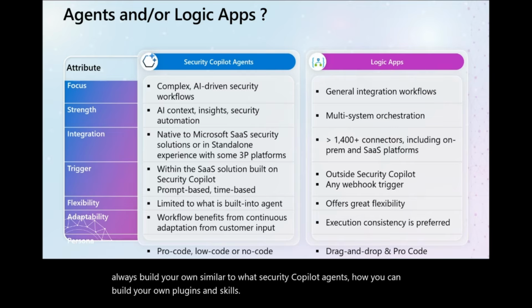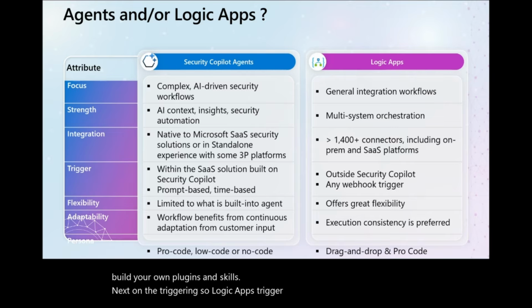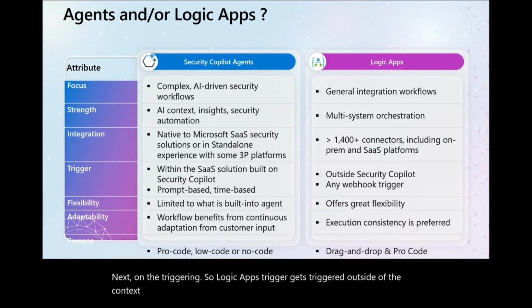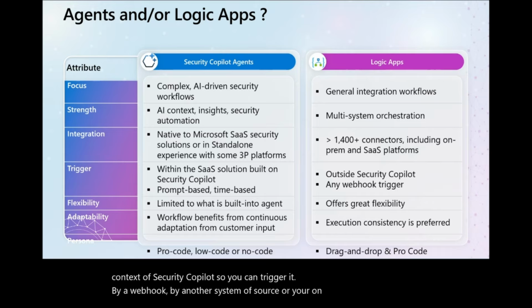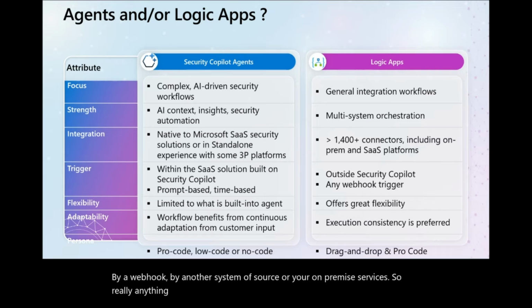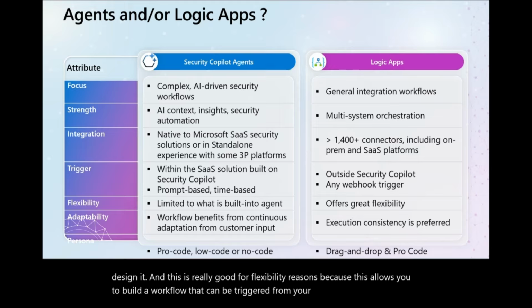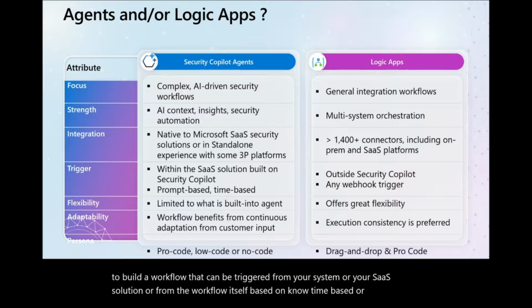Next, on the triggering. Logic Apps gets triggered outside of the context of Security Copilot. So you can trigger it via a webhook, via another source system, or your on-premise services. Really anything can trigger the Logic App workflow, depending on how you design it. This is really good for flexibility because it allows you to build a workflow that can be triggered from your system or your SaaS solution, or from the workflow itself based on time-based triggers or things like that.